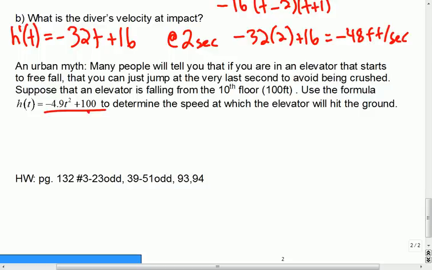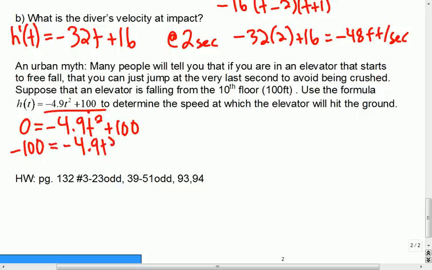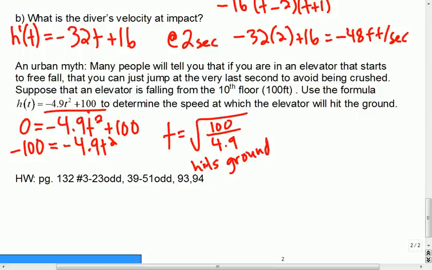To find out where the height equals 0, that's when it's going to touch the ground in this case. So if I solve this, that'll be negative 100 equals negative 4.9t squared. So t is going to be the square root of 100 over 4.9. And that's the time that the elevator hits the ground. Now I need to figure out its speed when it hits the ground. So the derivative of the height, meaning the speed at which the elevator is crashing to the earth, will be negative 9.8t.